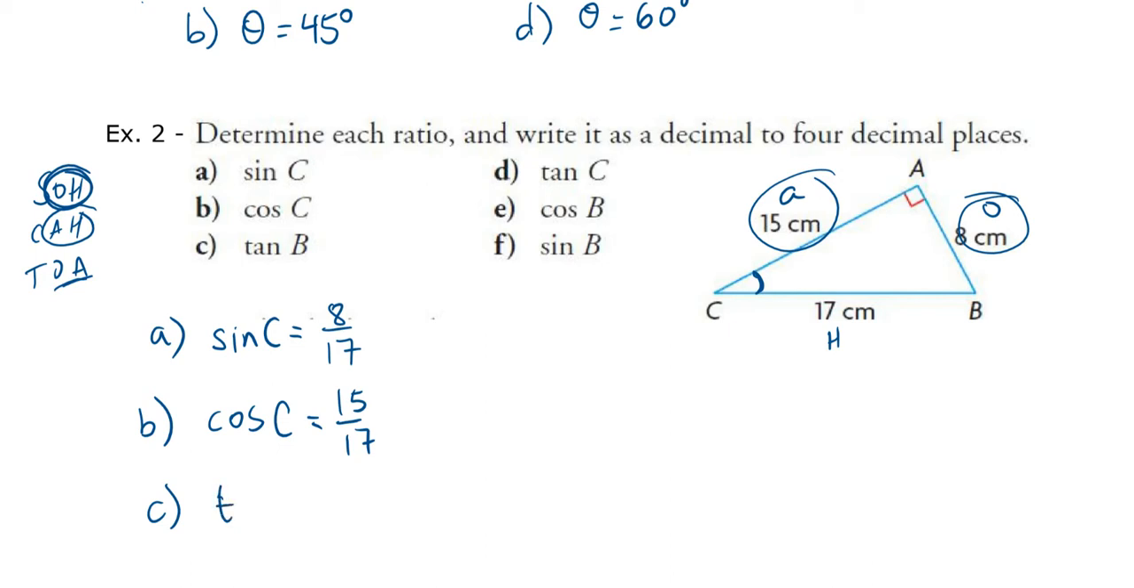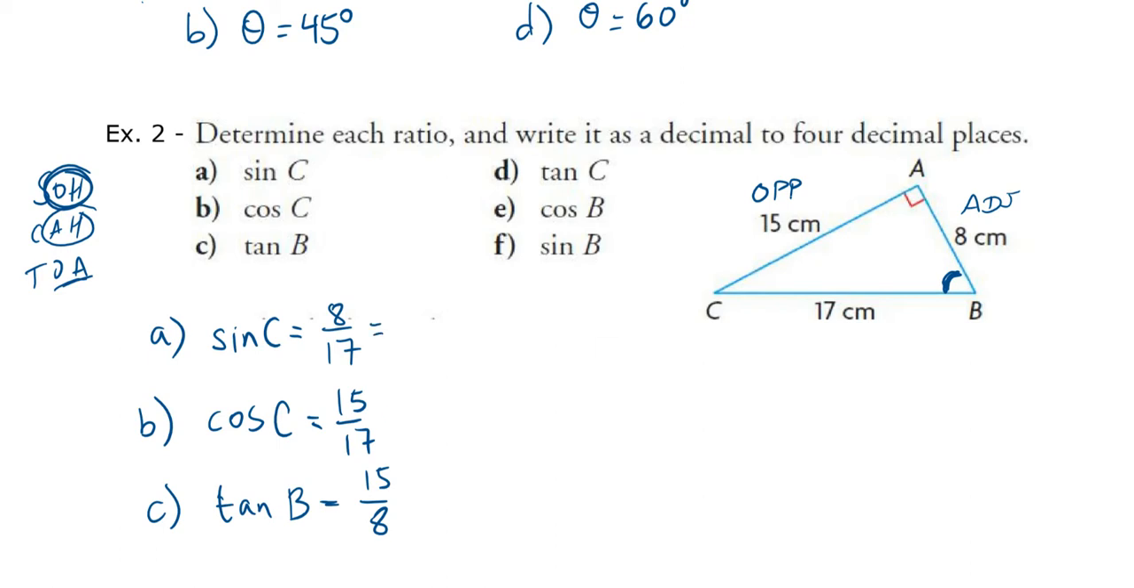So tangent of, oops, I made a mistake. This assumes the reference angle is C, but the reference angle is B now. So I'm going to make some changes here. So if my reference angle is B, then my opposite side is 15, and my adjacent side is 8. So the opposite over the adjacent is 15 over 8.